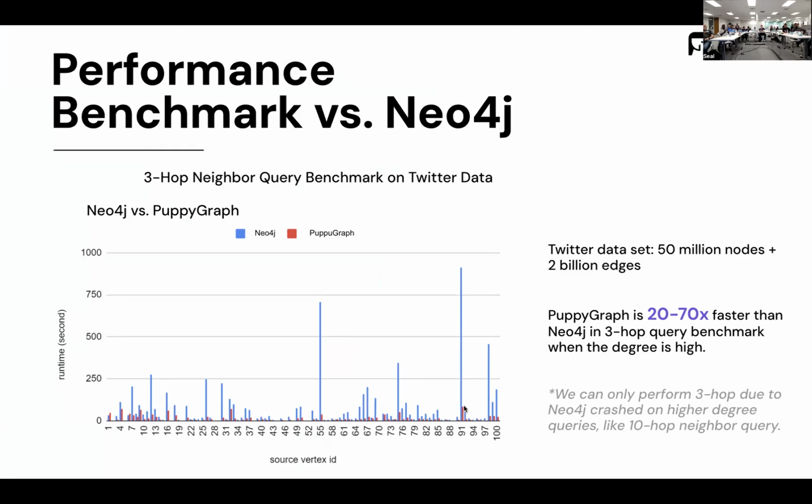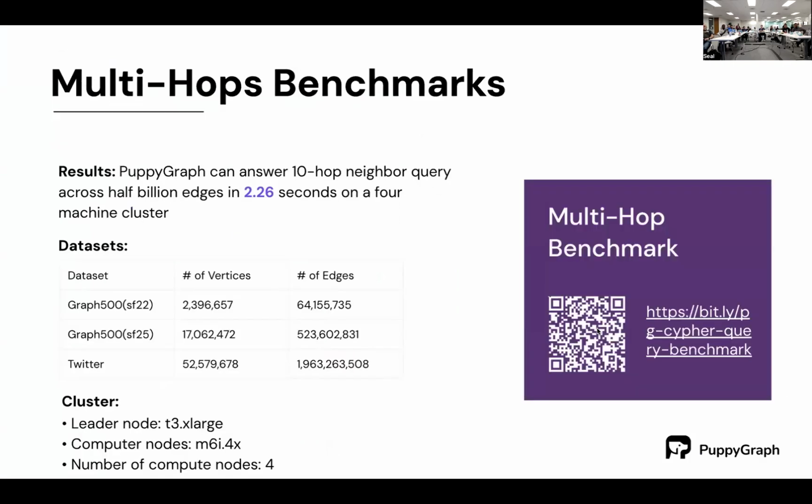So we can be 200 to 700 times faster than Neo4j, which is the top graph database. And we can also finish the 10-hop neighbor query on 500 million edges in 2.2 seconds. This is a 4-machine cluster.